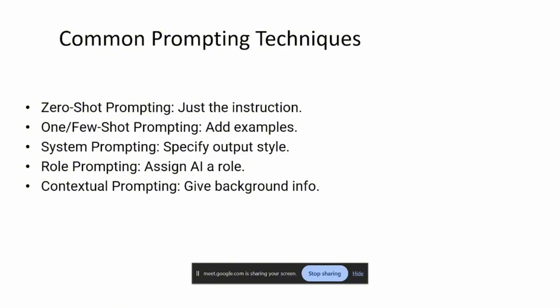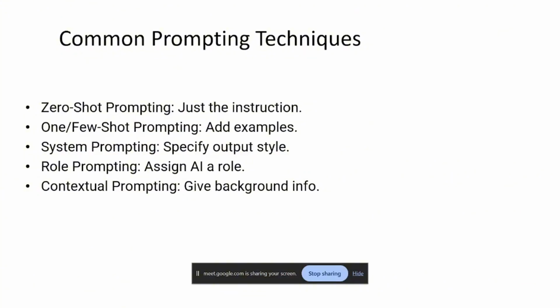Then we have system prompting. This is where you tell ChatGPT or DeepSeek how it's supposed to output. You can tell it, output it in the form of characters, output it as strings, output it as words. That is what we call system prompting.